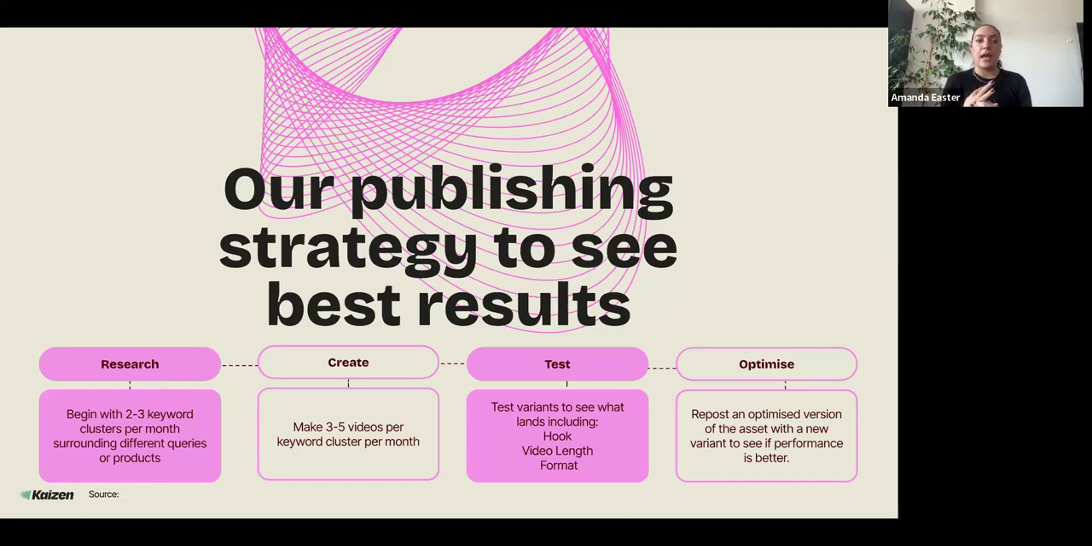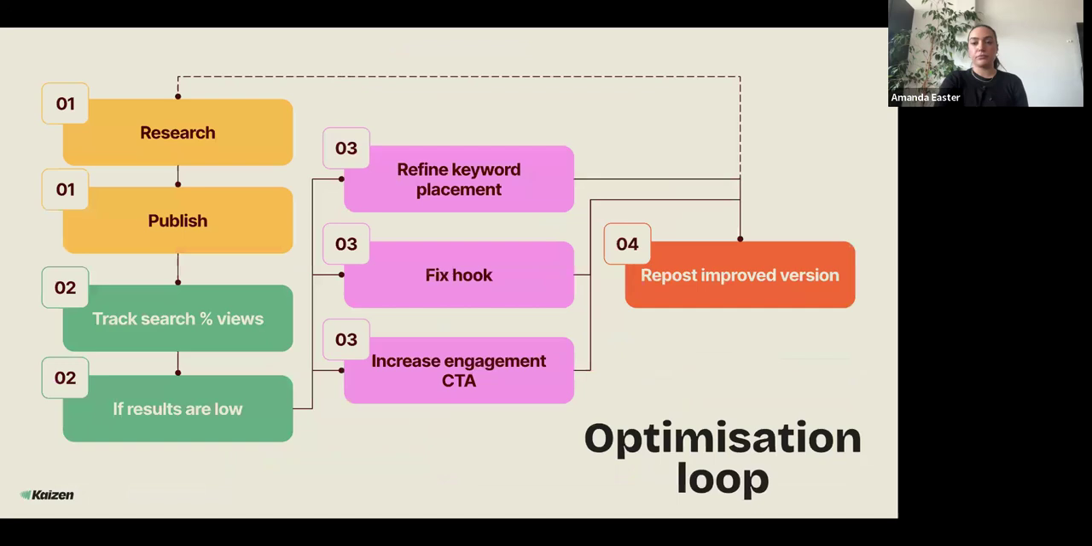So that could be a trend-x-search piece of content. It could be a longer form piece of content. It could be a carousel versus a video. So we're testing out a lot of different things within those individualized keyword clusters. And then lastly, once we have tested all of our different hooks, video lengths, and formats, we then repost optimized versions of the asset with a new variant to see if it performs better.